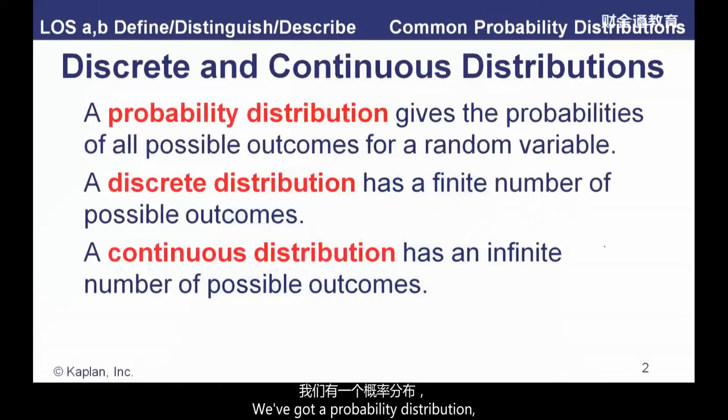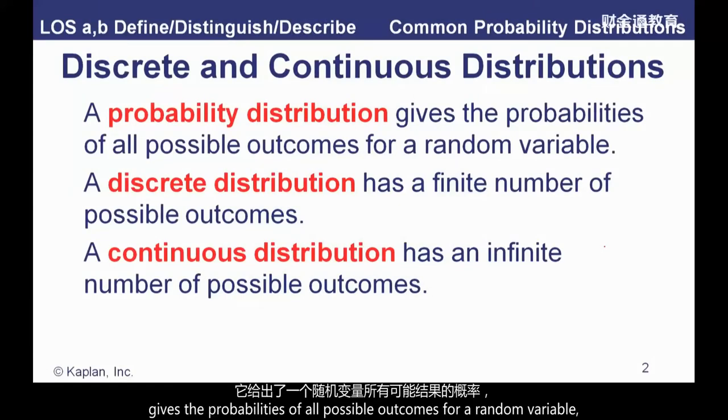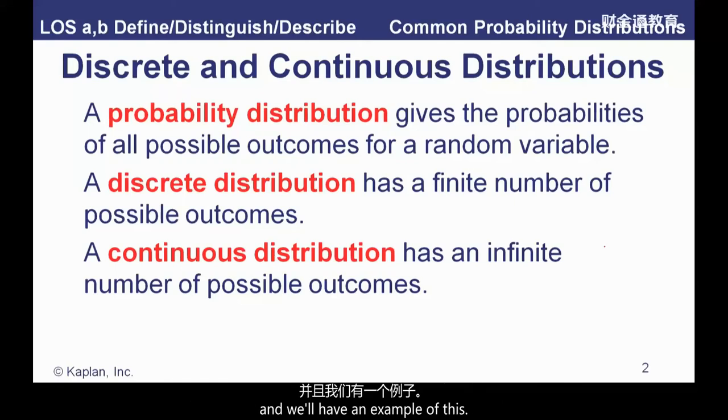We've got a probability distribution, which gives the probabilities of all possible outcomes for a random variable, and we'll have an example of this. When we talk about a discrete distribution, it's got a finite number of possible outcomes. But when we talk about a continuous distribution, there's really an infinite number of possible outcomes. So we have to treat these a little bit differently.